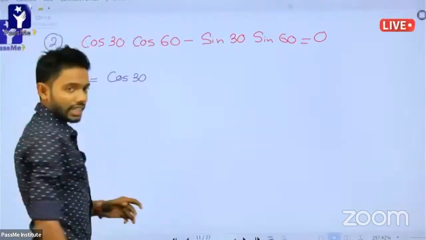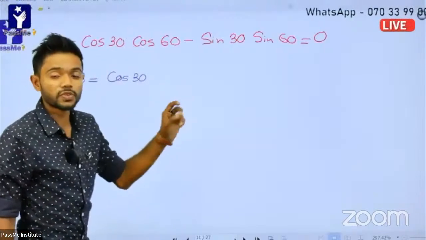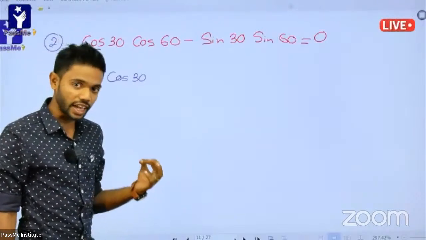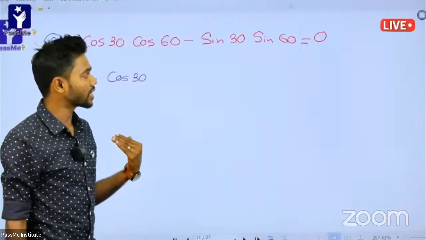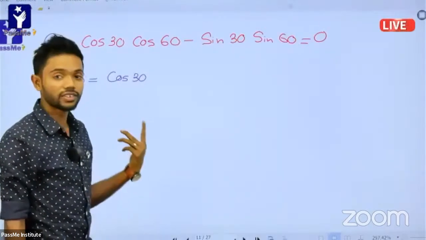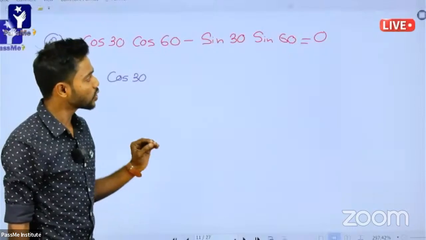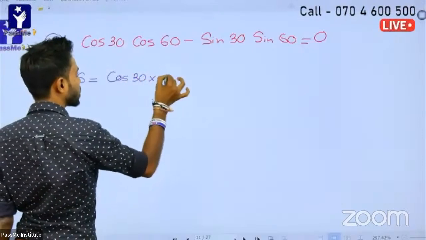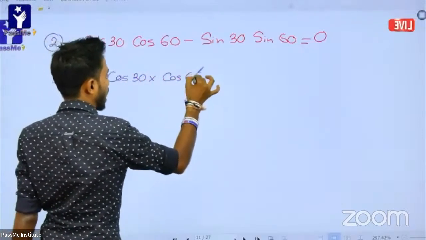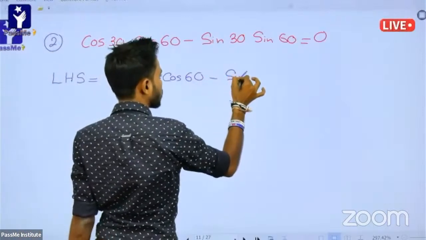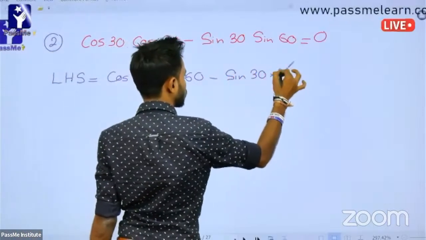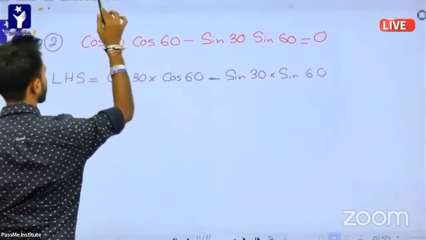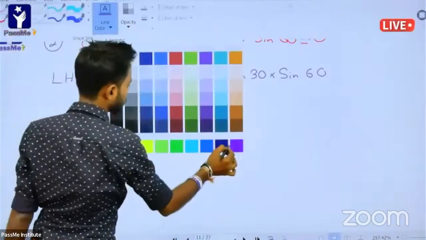So what does that mean? It means these two terms will multiply. If you don't see any multiplication sign, even though you cannot see any sign, that means you have to multiply. So actually you can write it like this, and minus sine 30 into sine 60. Now we can substitute particular values for each, and we can do the simplification process.